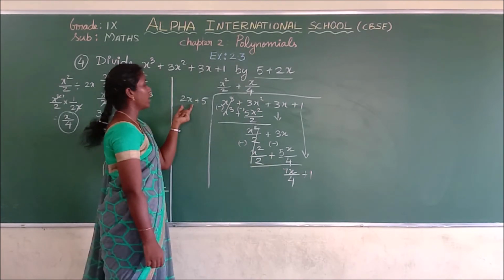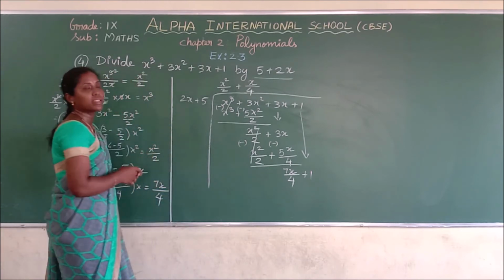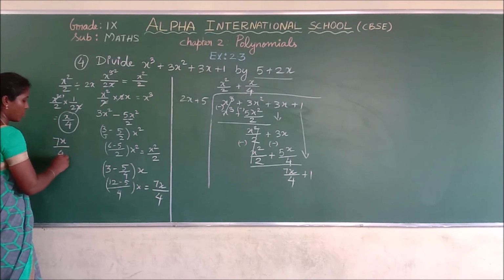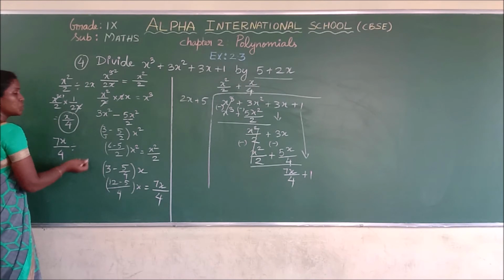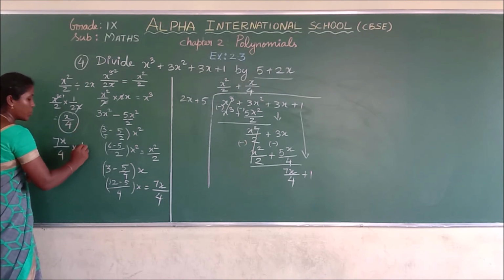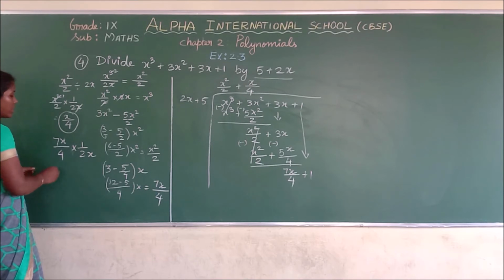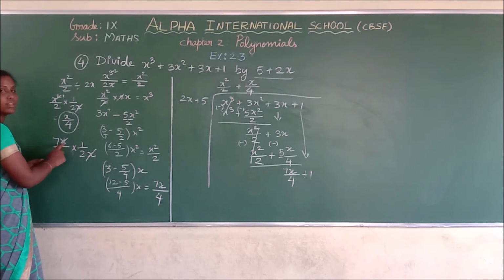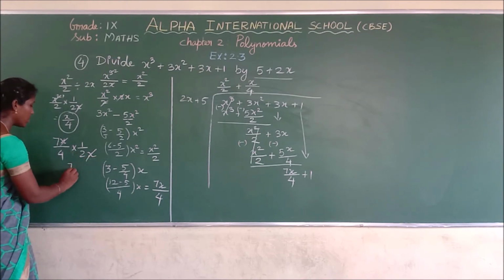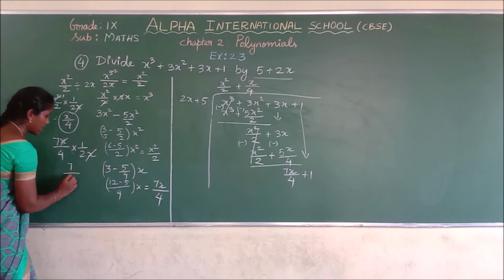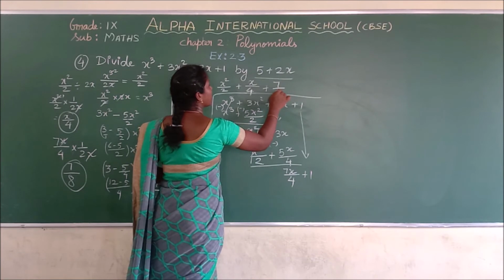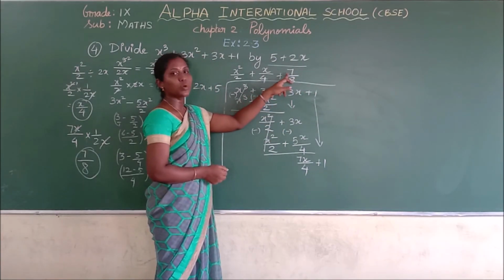Now listen, 7x by 4 and 2x. Divide the terms and get the next term of the quotient. It will be easy. So 7x by 4 divided by 2x. Dividing by 2x means we take the reciprocal, 1 by 2x. Numbers cannot be cancelled, but we can cancel the variable x and x. So what is the remaining value? 1 into 7 is 7, 4 twos are 8. So we get 7 by 8. The next term of the quotient is plus 7 by 8.